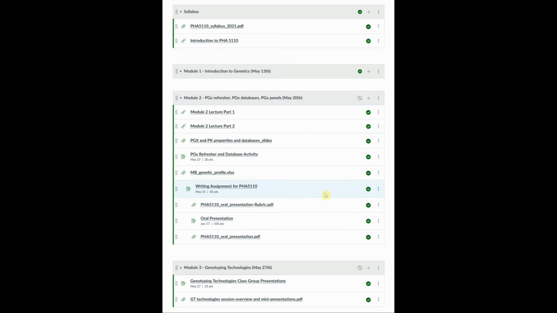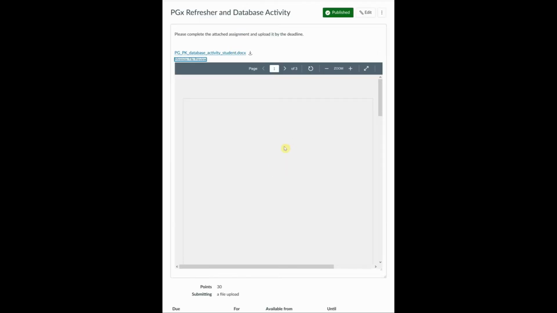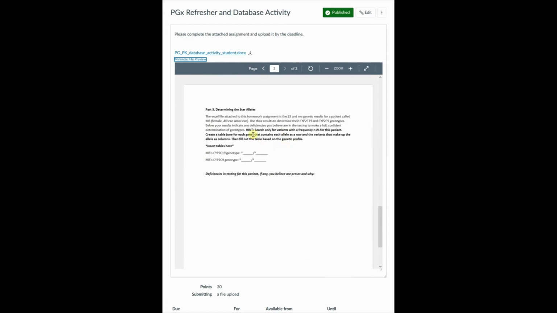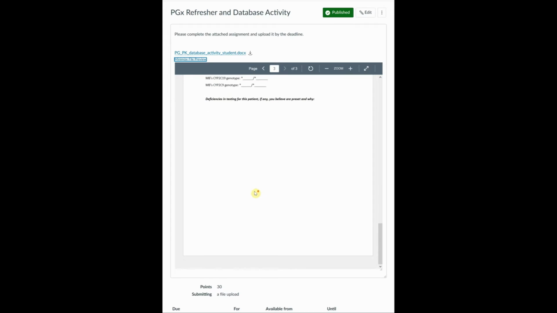And additionally, this database activity is going to use this genetic profile here. Here's the MB genetic profile. So if we go back into it, we can see that there's a third part to this activity where you're going to determine what's called star allele. Traditionally, it's a confusing concept for students because it's very abstract. It's not something that you've learned about. It's not something we really encounter often prior to or during pharmacy school, but it's actually a really important concept in pharmacogenetics. So that's the point of this part 3.